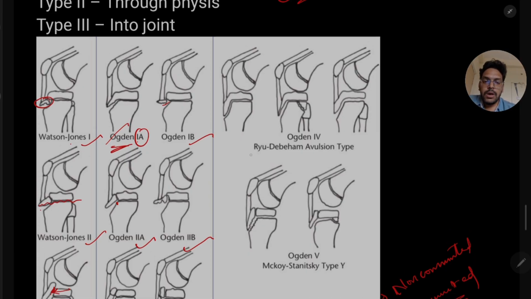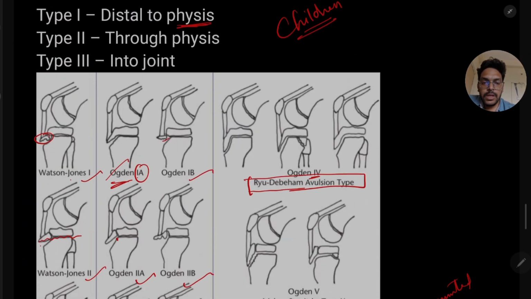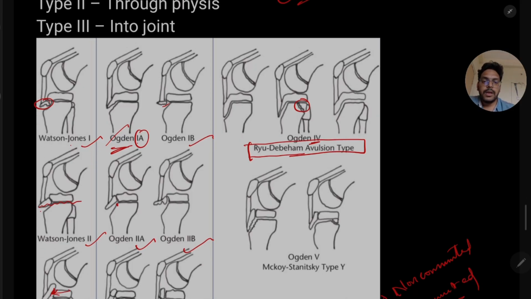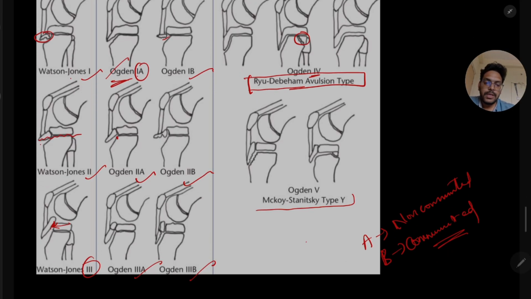There is one more, the Ryu and Debenham avulsion type. It is type 4, where the posterior part of the proximal tibia gets avulsed. And one more type is the McKeever and Ogden type, which is called type Y.